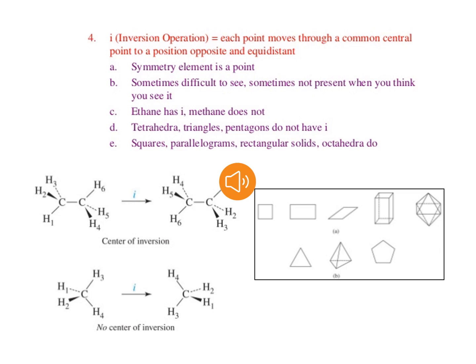In this slide, we see that tetrahedrons, triangles and the pentagon do not have an inversion center, while the squares, rectangles, parallelograms, rectangular solids, octahedrons, and the snowflakes all have an inversion center.